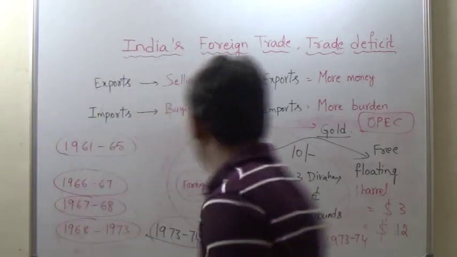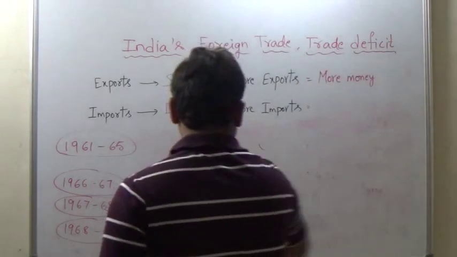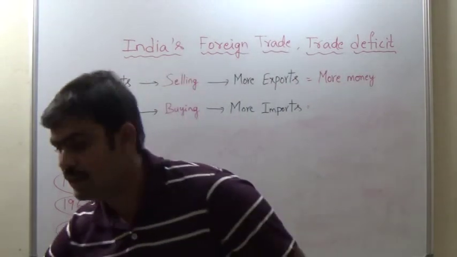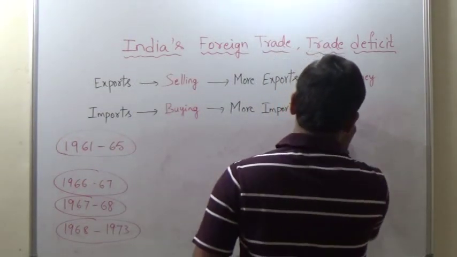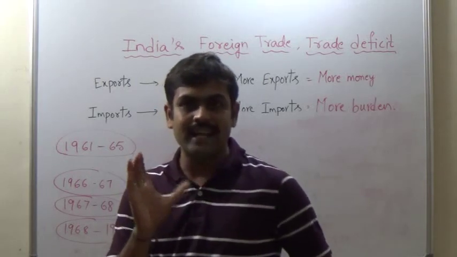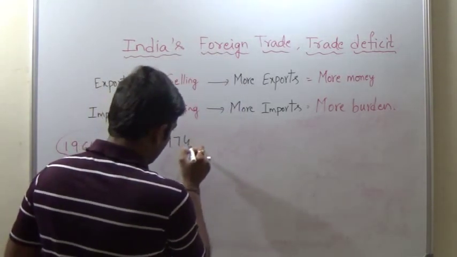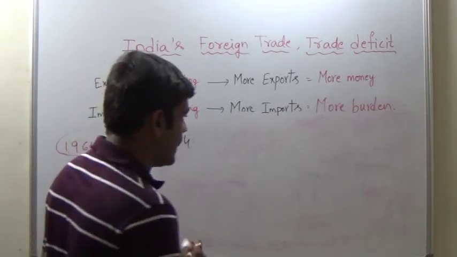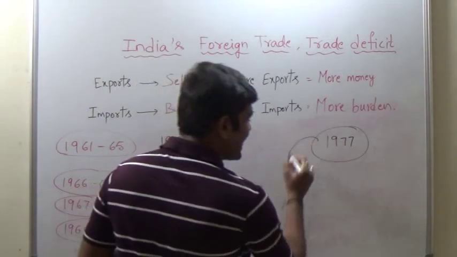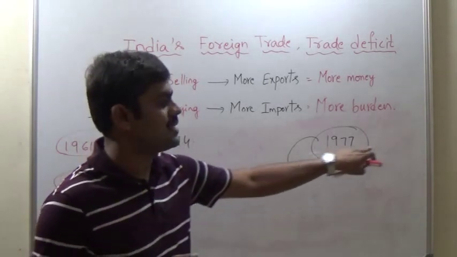Now what happened in the next phase? Next phase, in the sense, after 74, what happened? See, that is the time of a sign of political instability in India. Why? For the first time, in the year 1977, at the center, a new government was established in 1977 and 78.